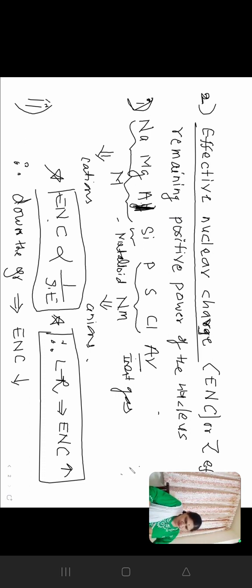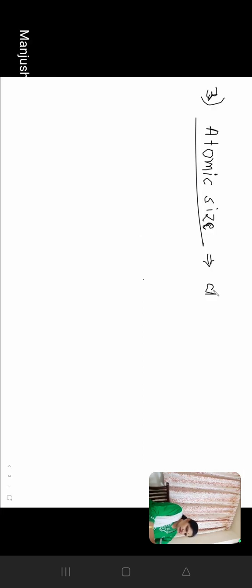Now we will proceed further to the next property. That is the third property. The third property is atomic size. In atomic size, we have to consider atomic radius. How will you measure atomic size? By considering atomic radius.